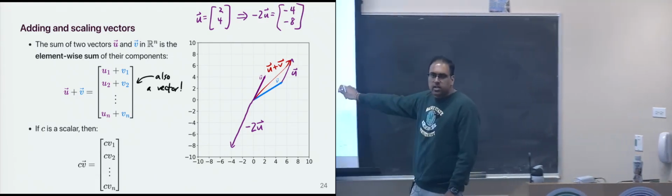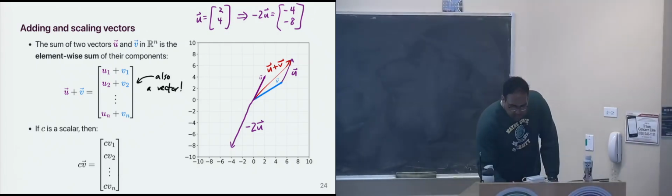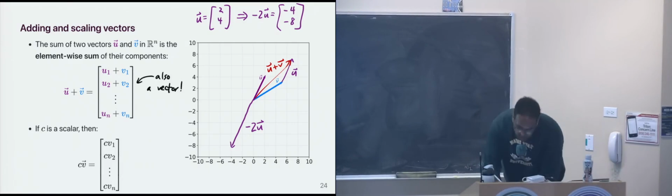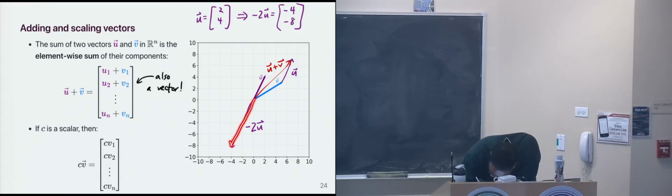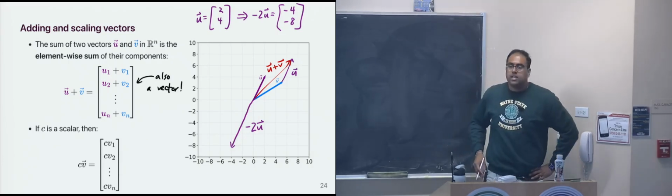Do we agree? Okay, so then I could say something like, add negative 2u and v. And what's that going to look like? Well, you take v, you shift it down here, something like that. And so negative 2u plus v would bring us to this vector. Sound okay? So negative 2u plus v would bring us here. Questions with adding and scaling vectors?